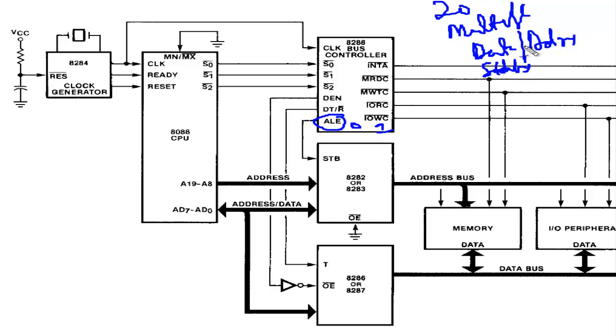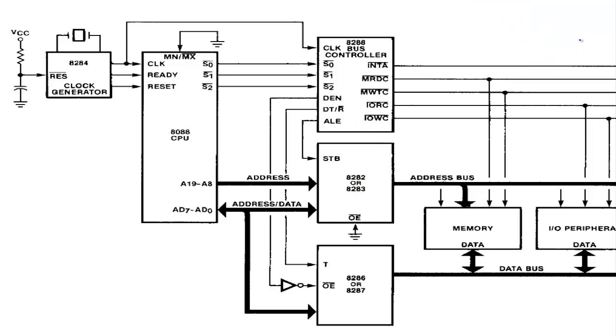But who will demultiplex it? Who will be in charge of the demultiplexing? That is the 8282 or 8283, which is the latch. What it does is it demultiplexes the address and data bus, and it is just 8-bit. We should understand that this latch is 8-bit only, but we know we have a 20-bit address. If we have one latch that is 8-bit, and another latch, the total becomes 16. We still need 4, so we need another latch. So we need to have 3 latches.